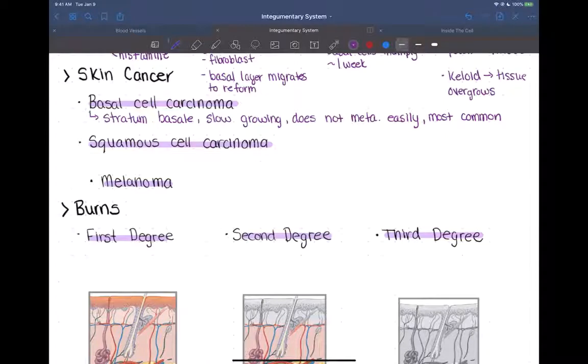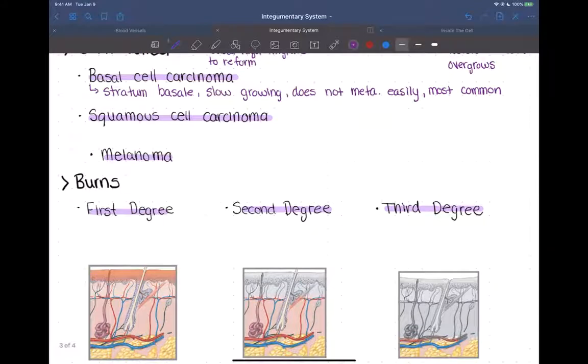All right, and then the next type is going to be a squamous cell carcinoma. So this would affect essentially all the layers above the stratum basale. All right, so middle and top layers of the epidermis.